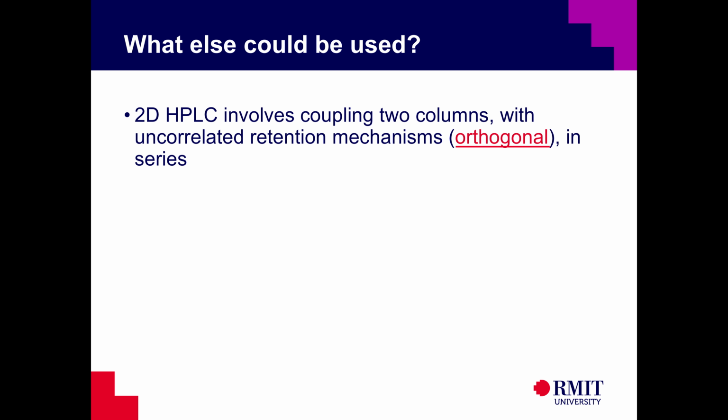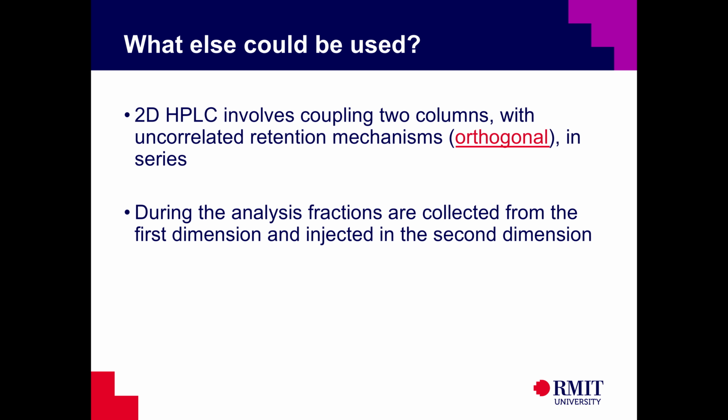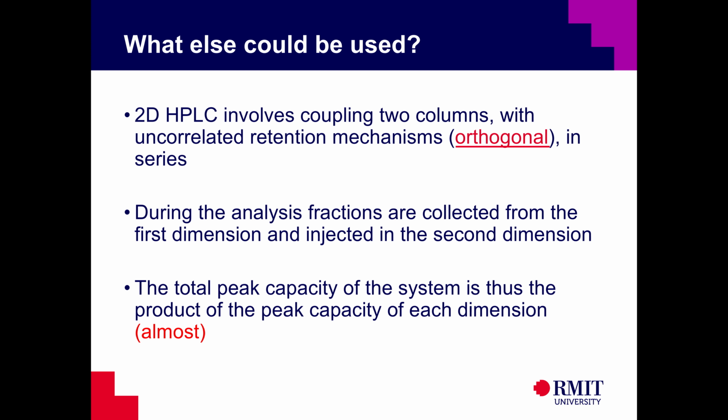So 2D HPLC involves coupling two columns with unrelated retention mechanisms in series. So we put two columns together rather than one, and that means that the total peak capacity of the system is the product of the peak capacity of each dimension, almost. So you don't quite get peak capacity of column 1 times peak capacity of column 2, but you almost get it. And we can also hard cut particular fractions of our chromatogram. So if there's one section that's really crowded, we could split that off.